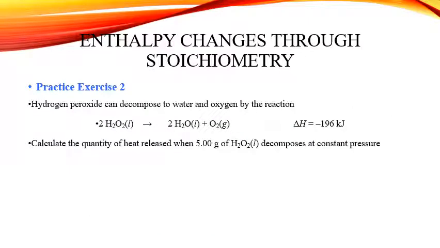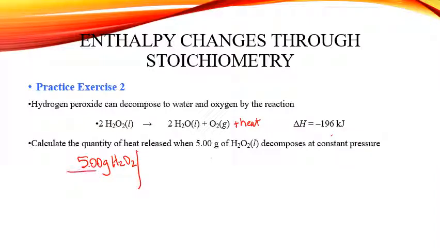Go ahead, pause the video, try to work it out and see how you do. But we'll go ahead and start up with this one here. And we have 5 grams of the peroxide, hydrogen peroxide. So we have H2O2. And it decomposes at a constant pressure. So I have a delta H again of negative 196. So that means that I can just simply write it as a product plus heat over here.